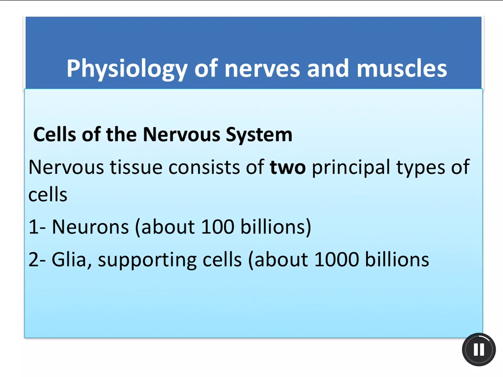Physiology of nerve and muscles, cells of the nervous system. Nervous tissue consists of two principal types of cell. Number one, neurons, and number two, glial cells, which are supporting for a neuron.